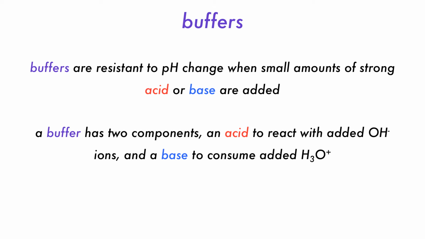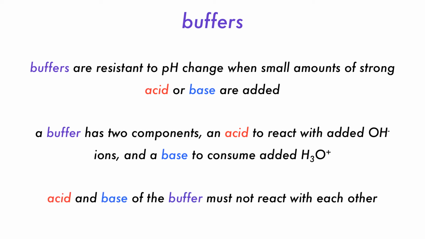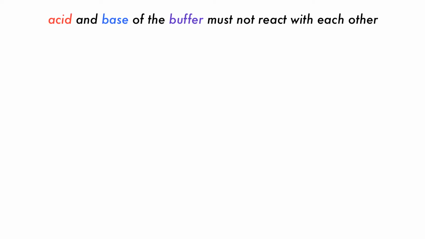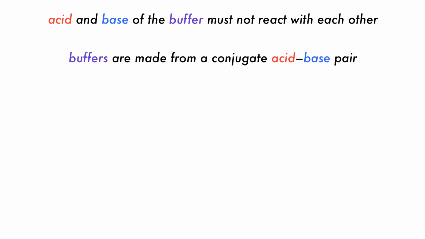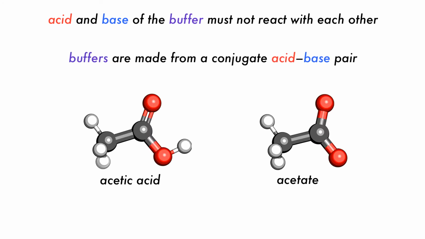There must be two components, one to react with added acid and the other to react with added base. And the second requirement is that the acid and base of the buffer must not react with each other. This requirement that the acid and base not neutralize each other results in the buffer being made from a conjugate acid-base pair such as acetic acid and acetate.